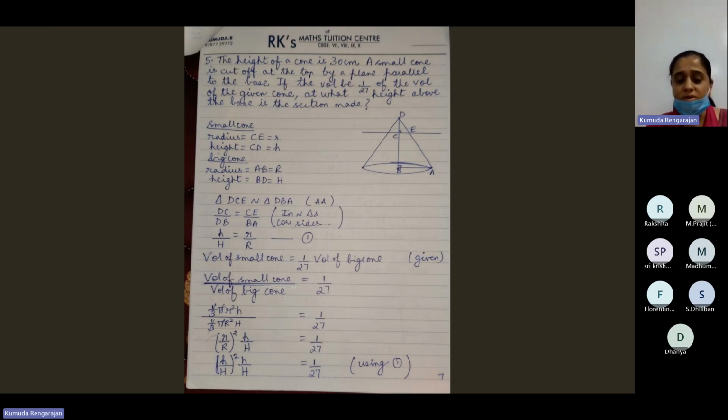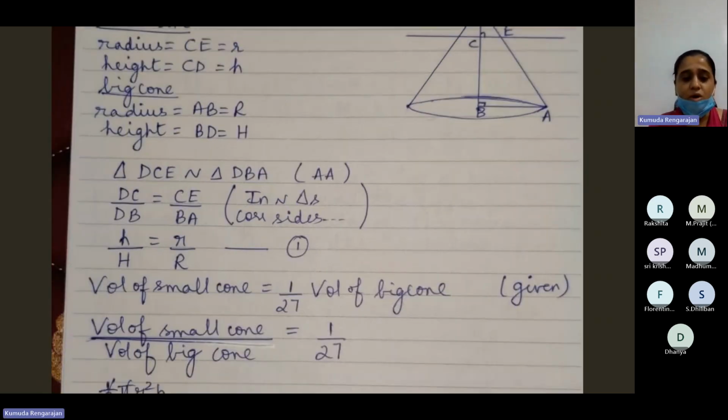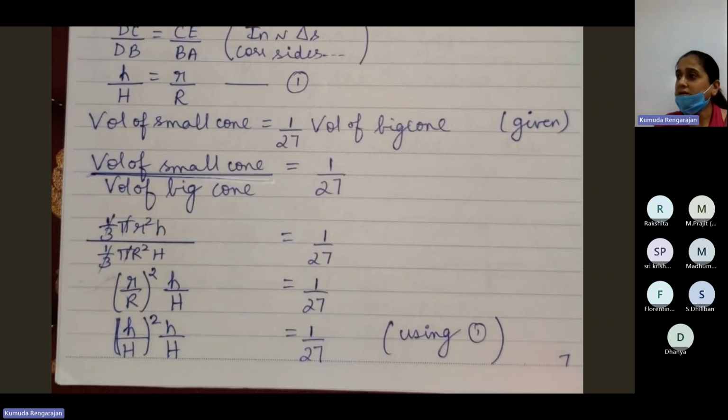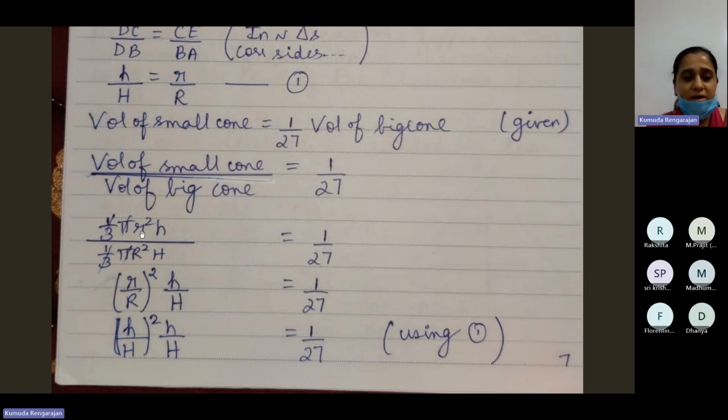So volume of small cone is 1 by 3 pi small r square h, and 1 by 3 pi capital R square H for the big cone. 1 by 3 pi gets cancelled. So we have r square by R square and h by H here. And you understand the rest, right? So this r by R can be written as h by H because they're equal. We're replacing r by R with h by H.